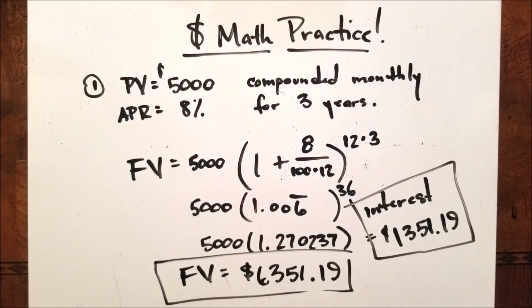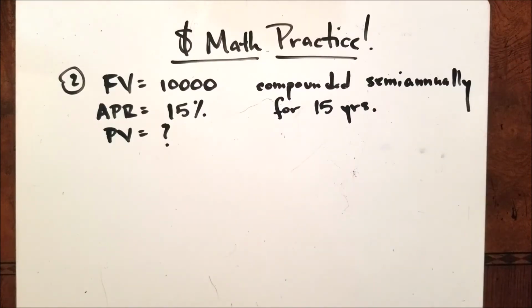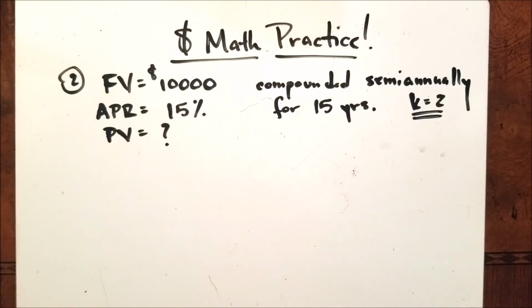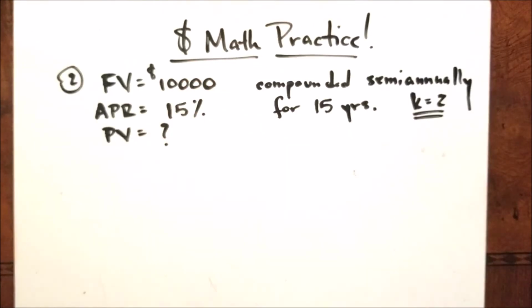All right, let's try one more. Okay, here we are. Problem number 2. Now let's say I want to end up with $10,000, with an APR of 15% compounding semi-annually. What does semi-annually mean? How many times per year? That's exactly right. Twice a year. How much would I have to initially invest? How much do I need to start with if I want to end up with that much money?